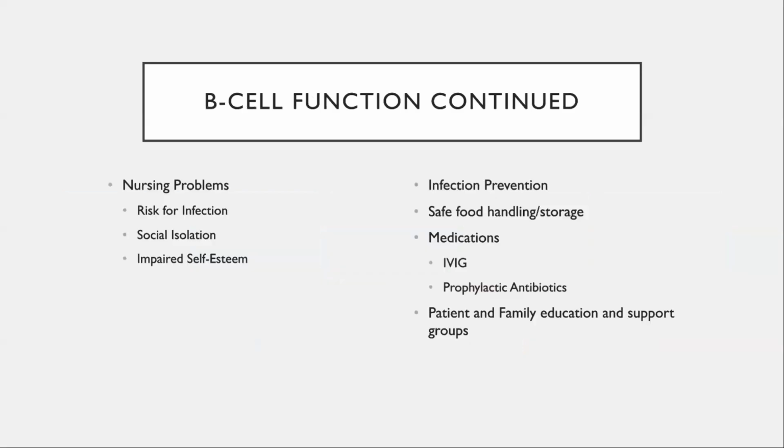B-cell function continued includes nursing problems related to dysfunction, which would be risk for infection, social isolation if they have to avoid large crowds, and impaired self-esteem, especially if the dysfunction causes any rashes or skin irritation. Our common treatment is going to be things like infection prevention, safe food handling and storage. We can provide them with prophylactic antibiotics or IVIG, and patient and family education and support groups.